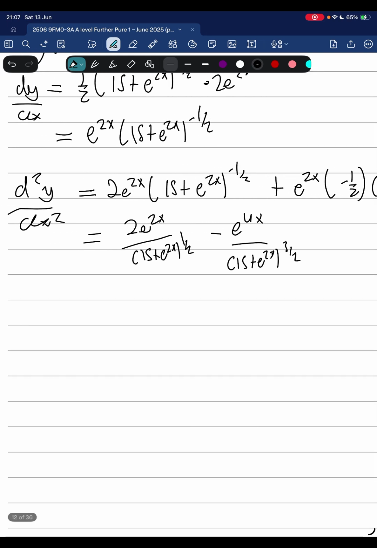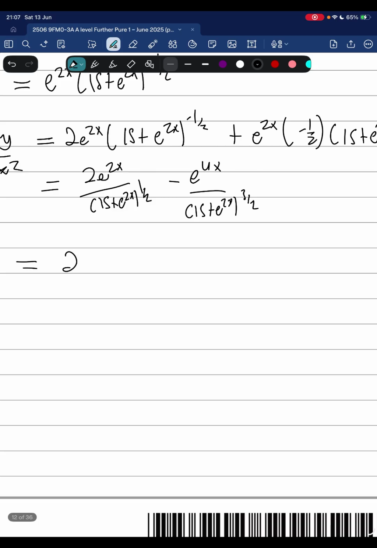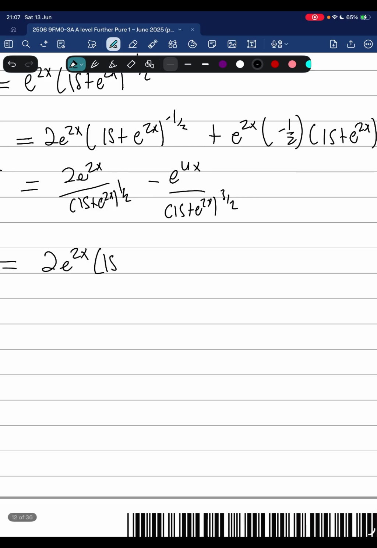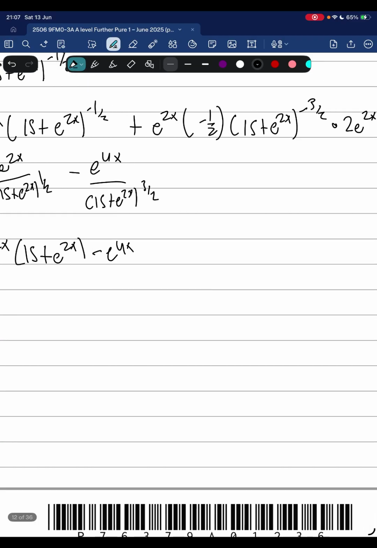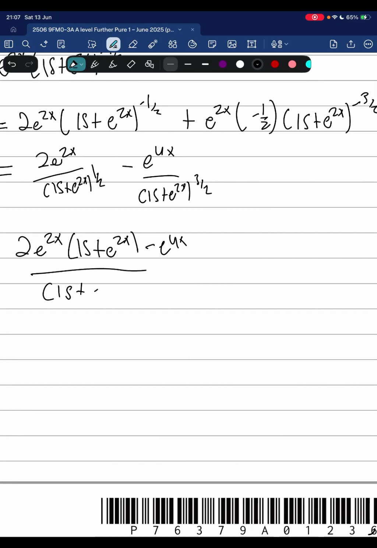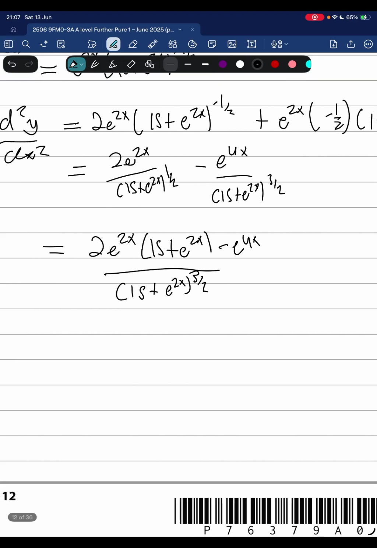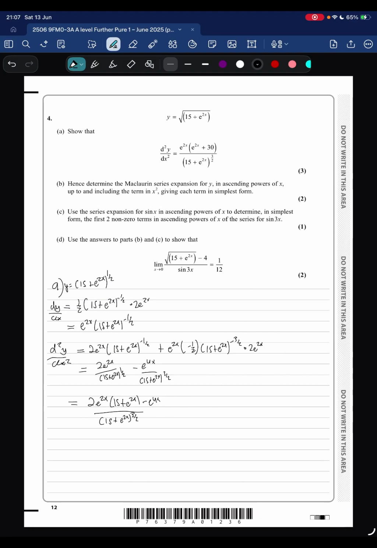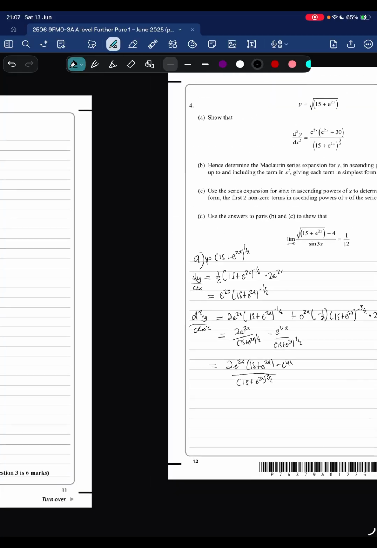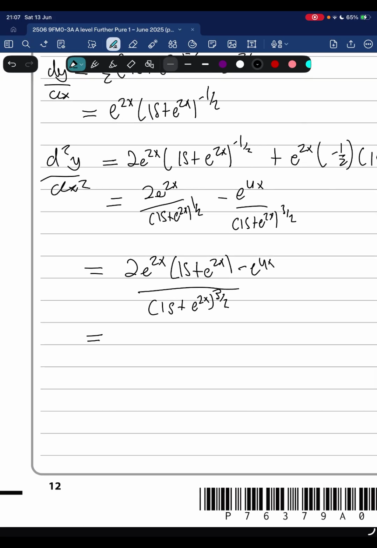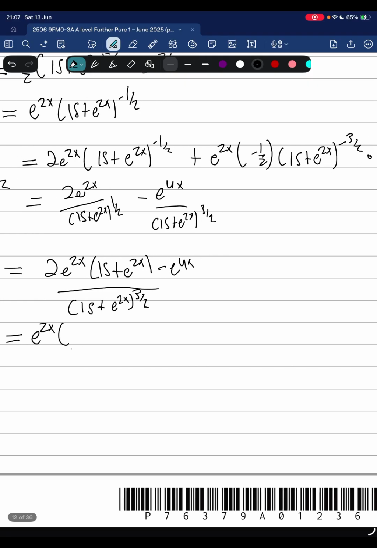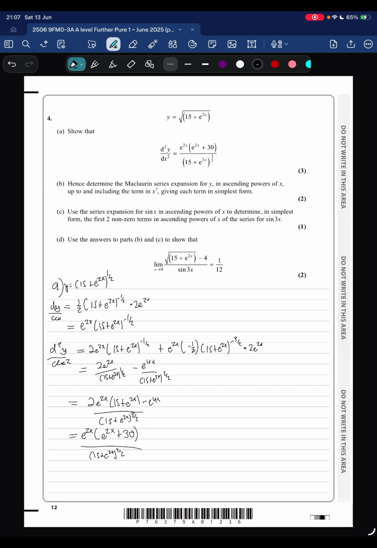So now we want to create a common denominator. So we get 2e to the 2x times by 15 plus e to the 2x, obviously to get the power 3 over 2, minus e to the 4x, divided by 15 plus e to the 2x to the 3 over 2. And we're done, so we can see the algebra needed here, right? That is just going to be e to the 2x times by e to the 2x plus 30, divided by 15 plus e to the 2x to the 3 over 2. And that's part A done.